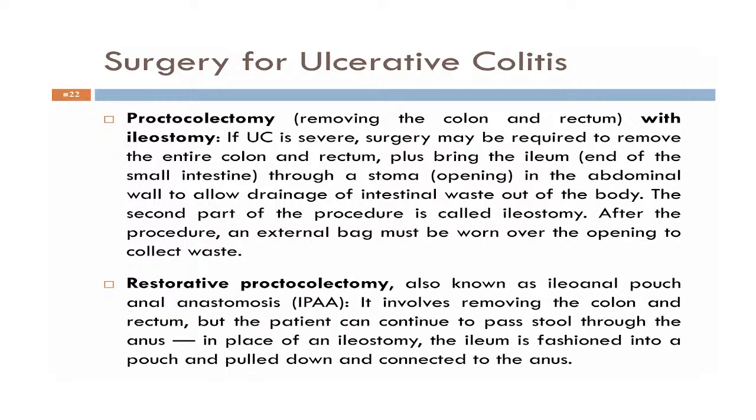Now, what are the surgical options available for IBDs? Proctocolectomy with ileostomy. Now, what is proctocolectomy? You remove the colon and rectum. If UC is severe, surgery may be required to remove the entire colon and rectum and bring a part of the ileum, that is the end of the small intestine, through a small stomal opening in the abdominal wall to allow the drainage of intestinal waste out of the body.